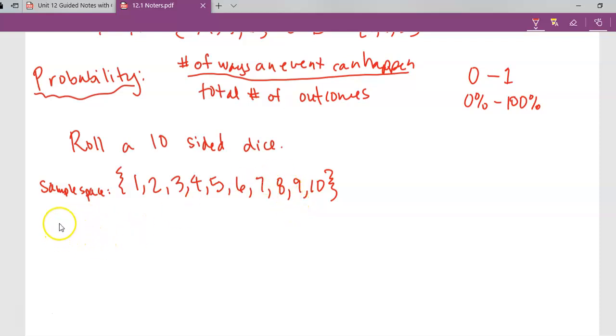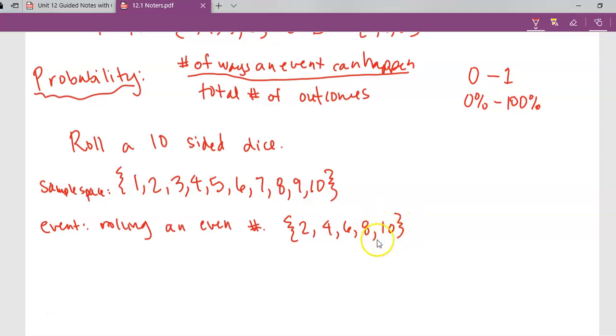If I wanted to know if my event was rolling an even number, okay, then the set of my event would be 2, 4, 6, 8, 10. Okay, so these are all the available, or the number of ways that it can happen. These are the number of ways that I can roll an even number. There are 1, 2, 3, 4, 5 ways I could roll an even number.